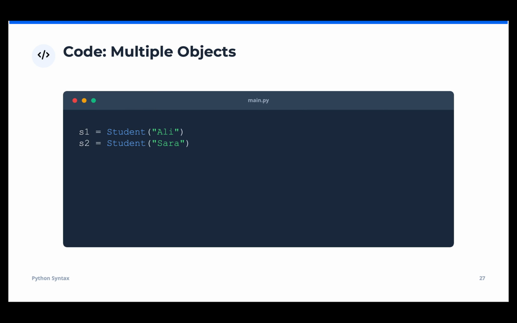Here we have two objects, s1 Student with the input Ali and s2 Student with input Sarah. This is important because it shows you that one class is not tied to one object. The same structure can produce many independent instances, each with its own attribute values.